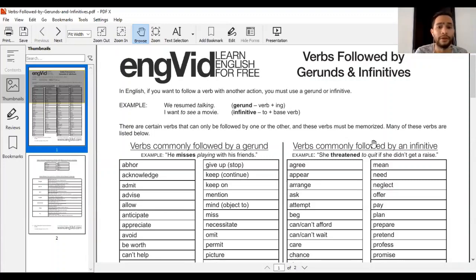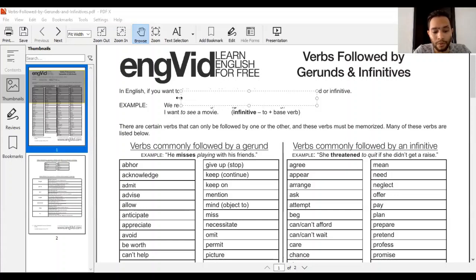Now, as I said before, we are going to speak about the gerund and the infinitive pattern. Again, what do I mean by gerund? By gerund, I mean ing. And by infinitive, I mean to plus a verb. So for example, here we have the first example for a gerund form: we resumed talking. How many verbs do we have here? We have two verbs, right?